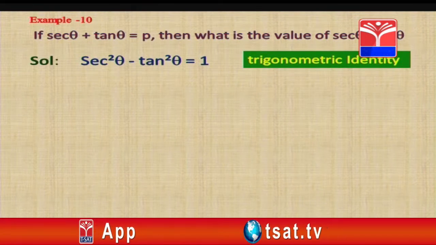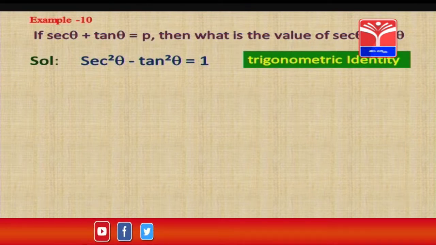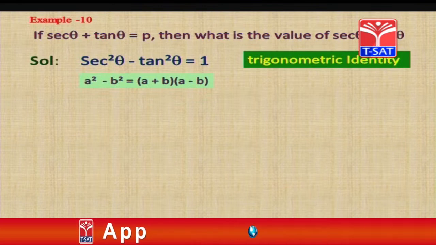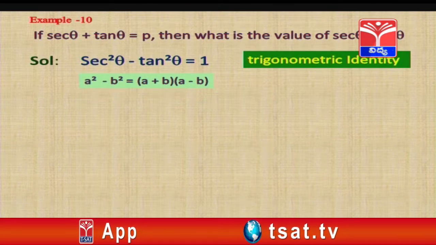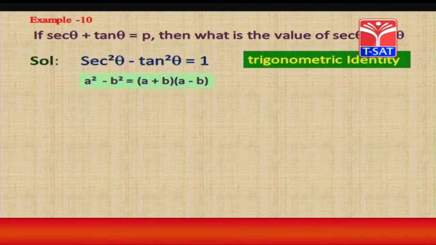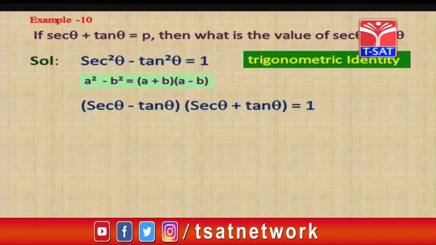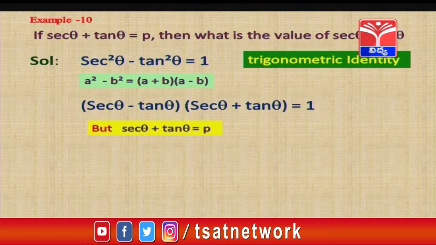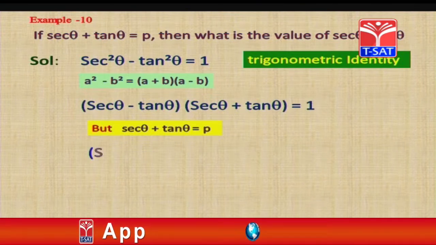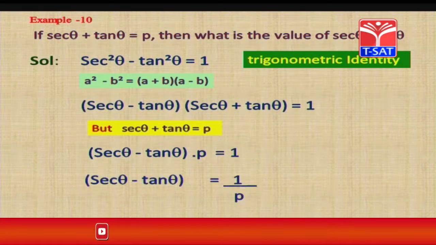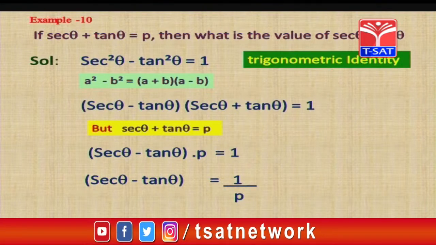A plus b into a minus b, we are going to get a square minus b square. Similarly, in a reverse way, a square minus b square can be written as a plus b into a minus b. Now, I will write sec square theta minus tan square theta in the same form. Sec theta minus tan theta into sec theta plus tan theta is equal to 1, but sec theta plus tan theta is equal to p as per the question. So, I will write here sec theta minus tan theta into p is equal to 1. Therefore, sec theta minus tan theta is equal to 1 by p. Are you clear, children? So, very easily we have got the answer for this.